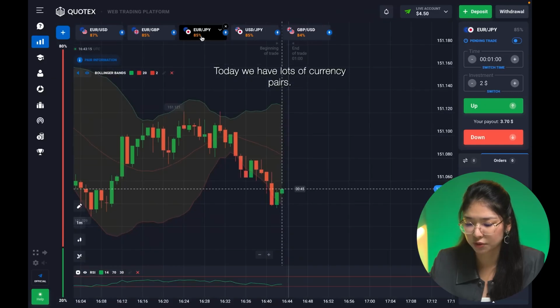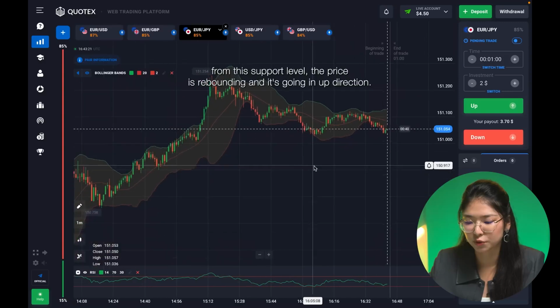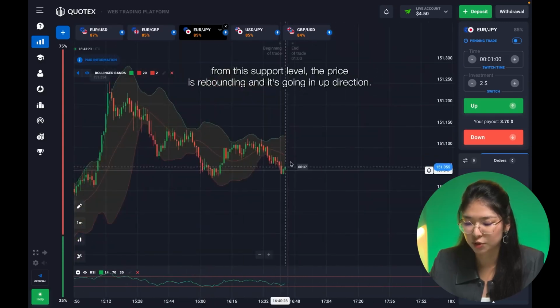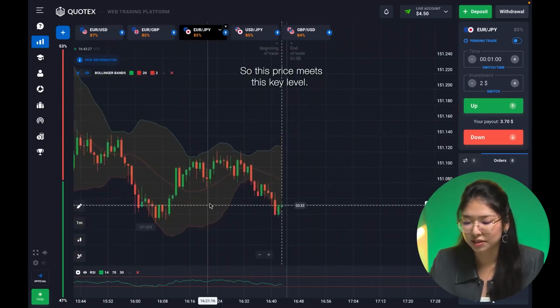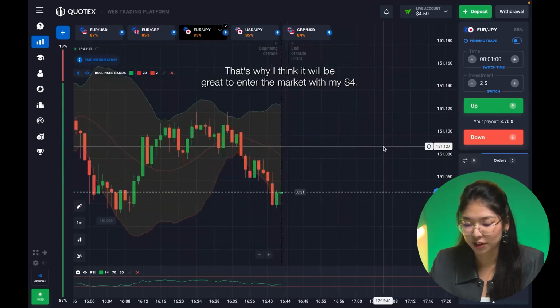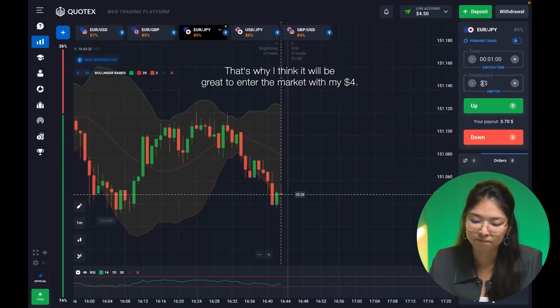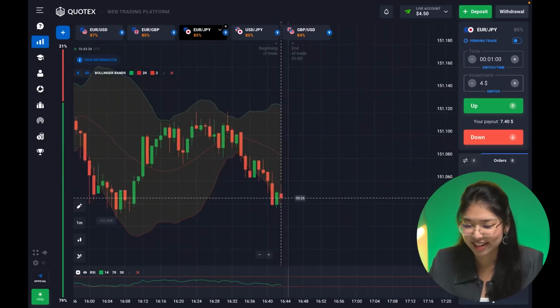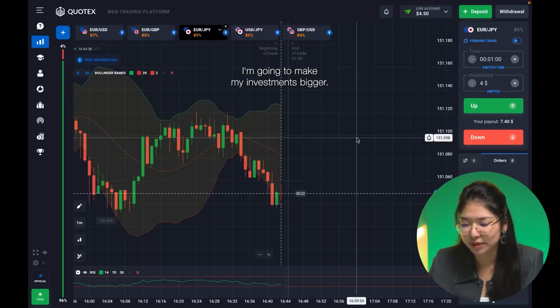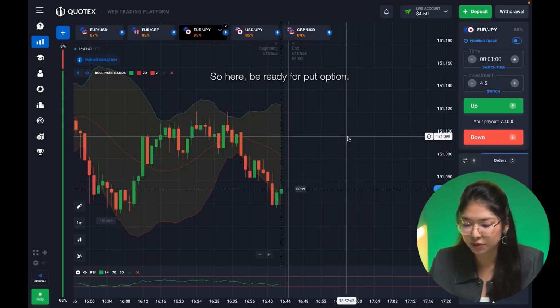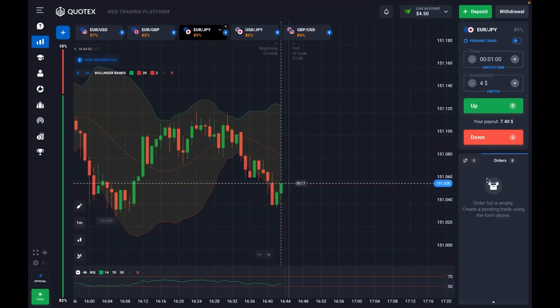Today we have lots of currency pairs. The choice is great, and yes, this one is better because from this support level the price is rebounding and is going in up direction. So this price meets the key level, and that's why I think it will be great to enter the market with my $4. Yes, my balance is so small, but with each step I'm going to make my investment bigger, and here be ready for put option.